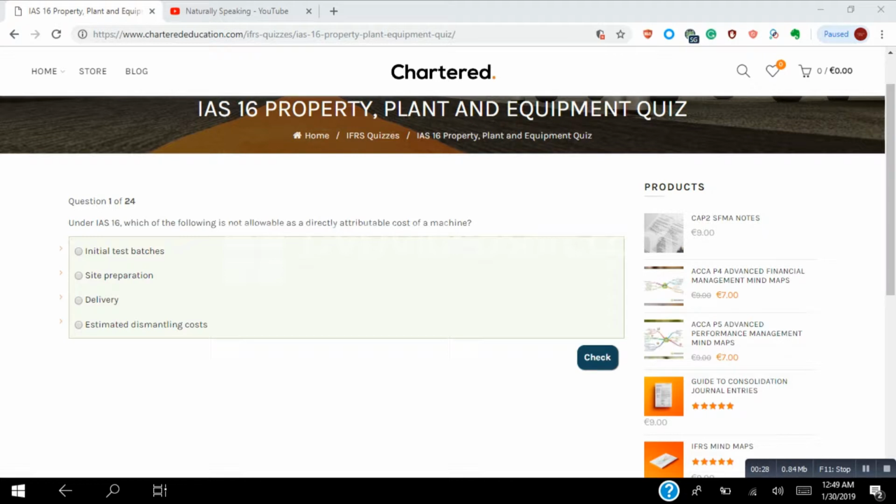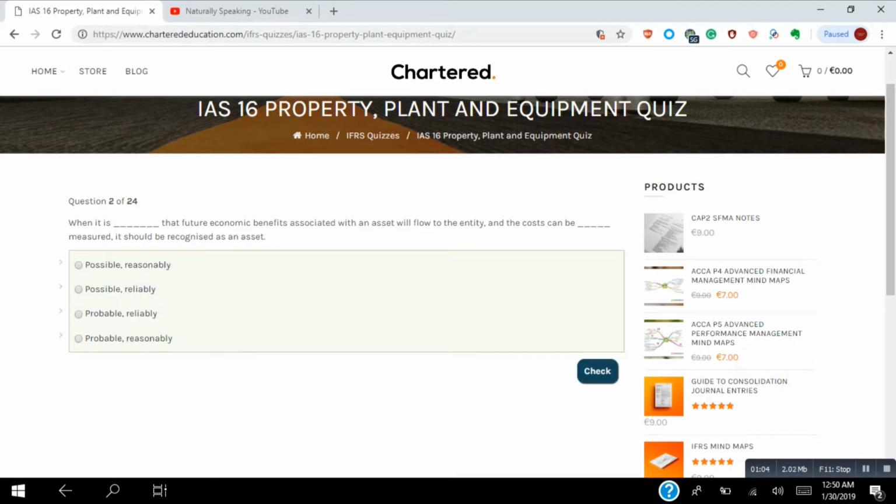Under IAS-16, which of the following is not liable as a directly attributable cost of a machine? Initial test batches, site preparation, delivery, estimated dismantling cost. So the second, third, and fourth are directly attributable costs. The first, initial test batches, isn't, so the first is the correct option.